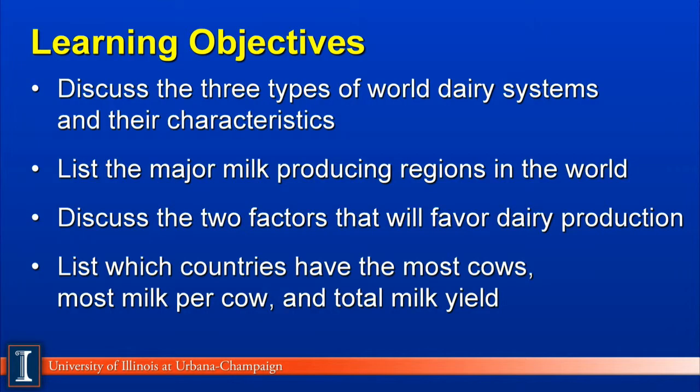Our learning objectives include discussing the three types of world dairy production systems and their characteristics. Next, to list the major dairy producing regions in the world. Next, discuss two factors that will favor dairy production. And finally, look at those countries that have the most cows, the most milk per cow, and total milk yield.